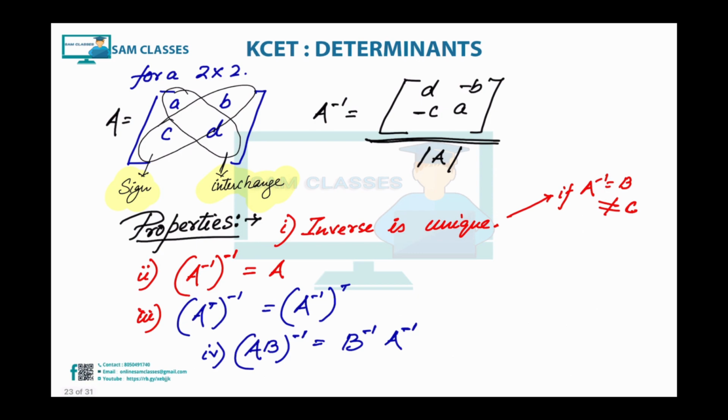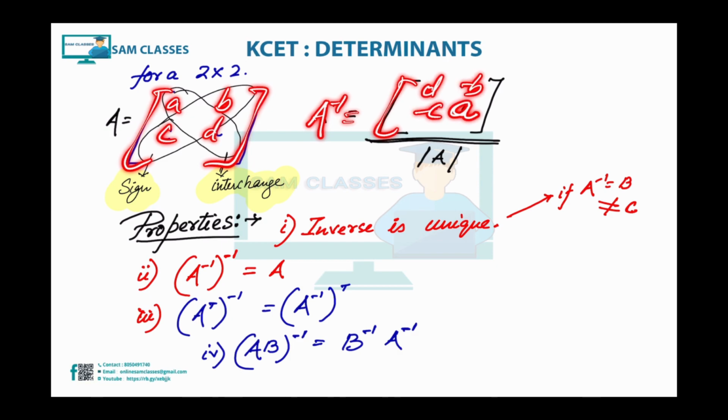Now let's see how to find the inverse of a 2 cross 2 in a very short way. Again, we'll use the property of the adjoint which I taught you just now. A inverse is equal to adjoint of A by determinant of A: interchange the main diagonal, and the off diagonal you multiply with minus, divided by determinant of A.